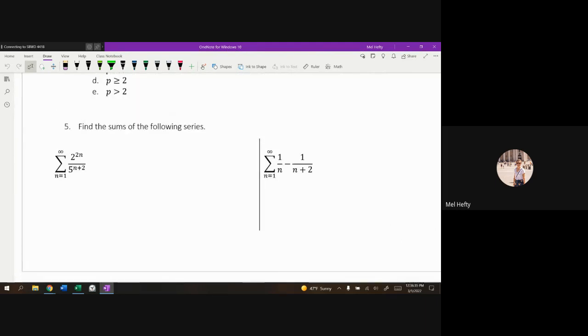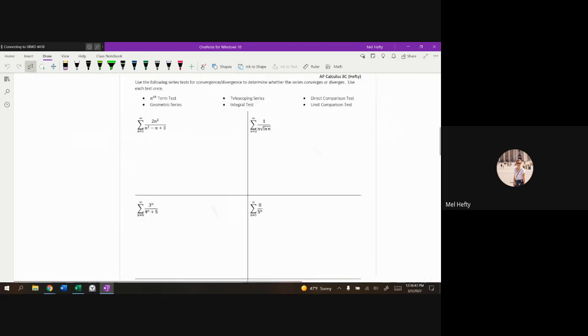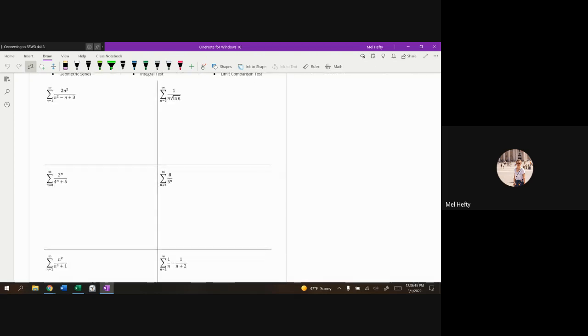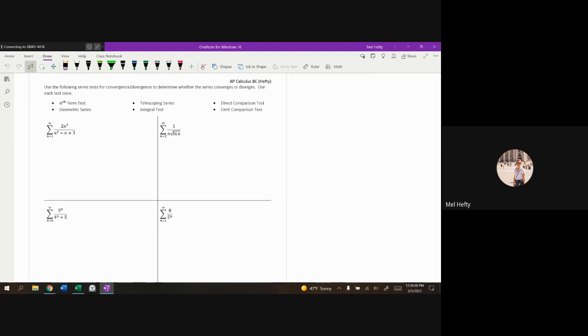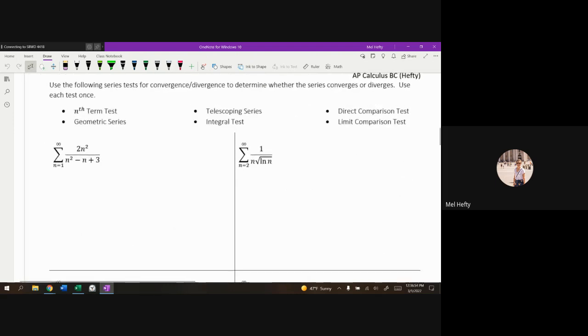Find the sum of the series. What are the only 2 types of series where we can find a sum? Geometric is the first one, telescoping is the second one. The majority of your work is going to be spent on this back page, and it's going to be formatted exactly the same way on the quiz. I actually pulled harder questions for this review than the ones I believe are on the quiz.